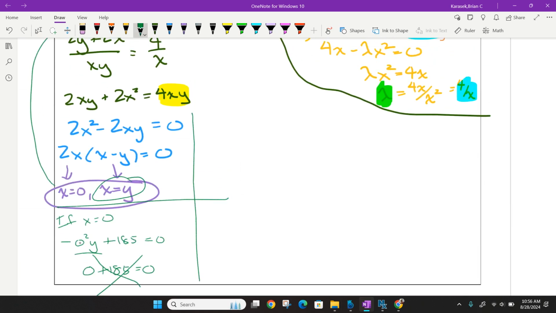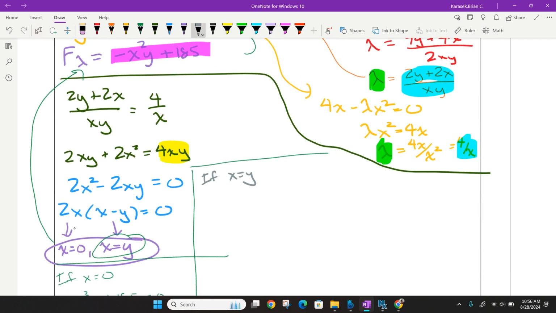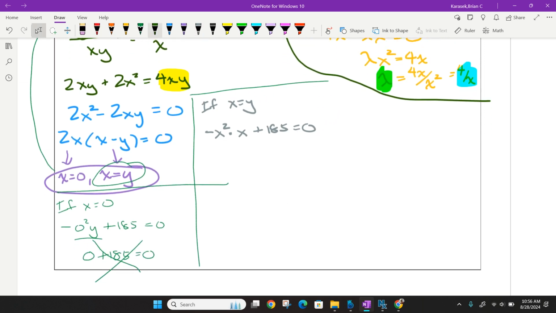So then hopefully this one will give us something meaningful. Otherwise, I don't know what we're going to do. The second one says, if x equals y, then what would possibly happen? Well, if x equals y, then I'm going to get negative x squared times x plus 185 equals 0. So I just took this and replaced that y with x because x and y are the same. A little bit of math here, and I'm going to get that x cubed is equal to 185, which means that x would have to be equal to the cube root of 185. I'm not sure what the cube root of 185 is, so I'm going to have to bring up my calculator. So give me a second here to make that happen. Let's see.